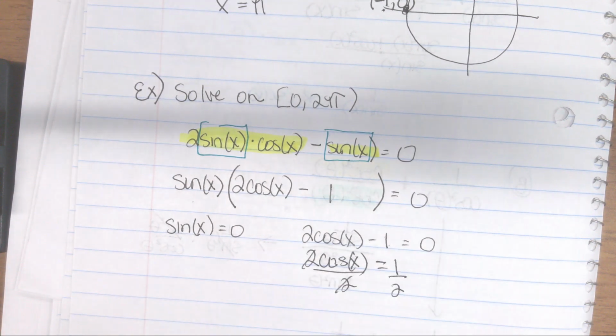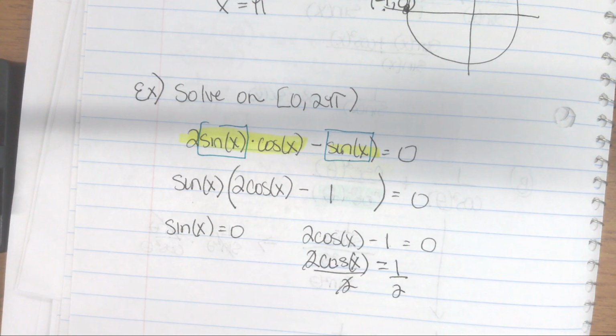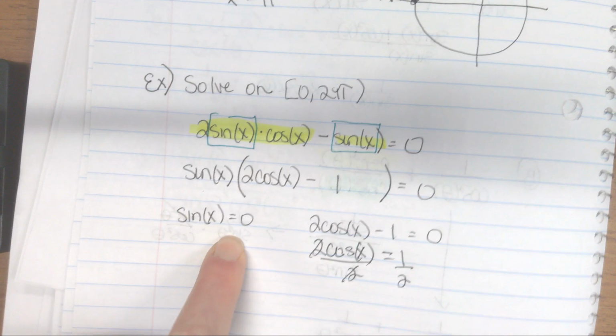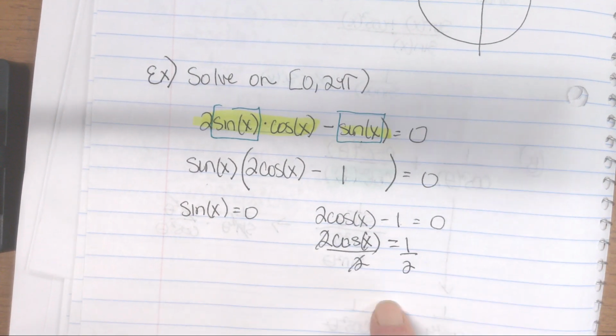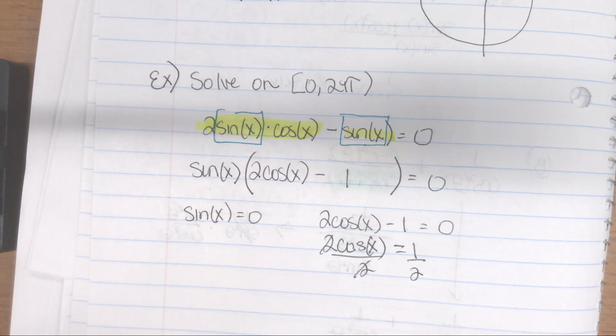Okay, so along with your partner, there's 2 of you that don't have a partner, just peek at the person in front of you or behind you. Would you find the 2 values where sine of x equals 0 on the unit circle, and would you also find the 2 values where the cosine of x equals 1/2 on the unit circle?